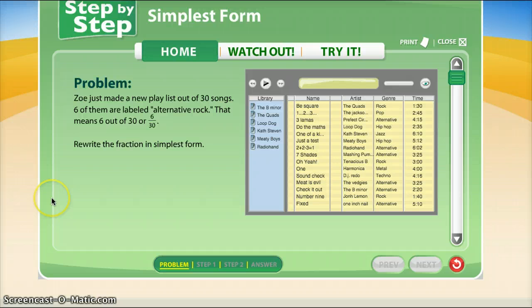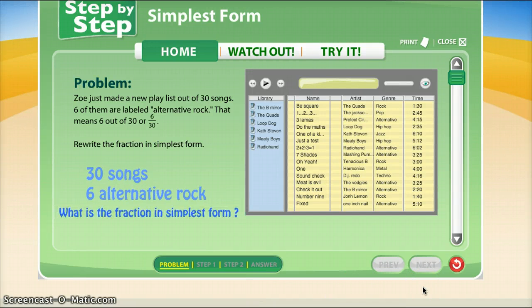Zoe just made a new playlist out of 30 songs. 6 of them are labeled alternative rock. That means 6 out of 30. What is this fraction in simplest form? Let's do it step by step.